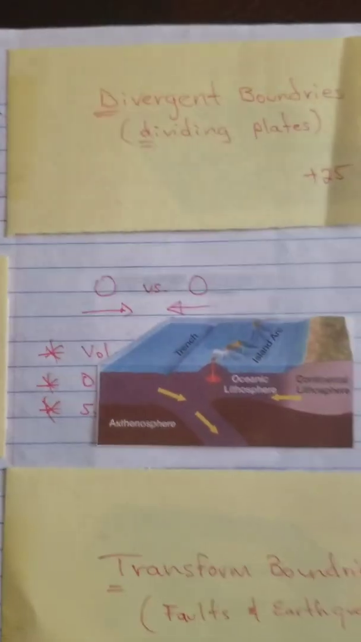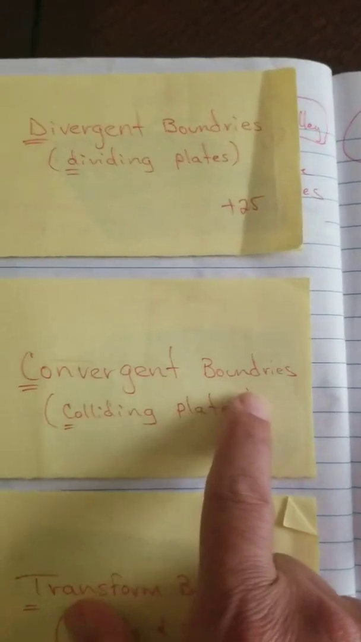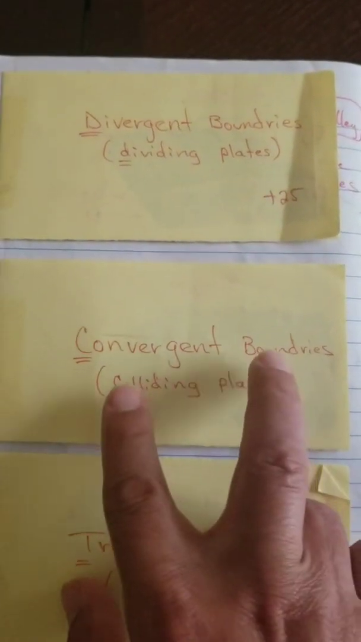All right, so that is it. Remember what we looked at today? Today we looked at those convergent boundaries. These are plates that are colliding.